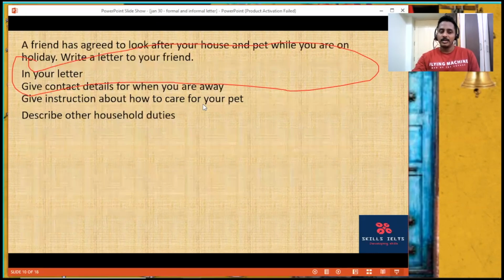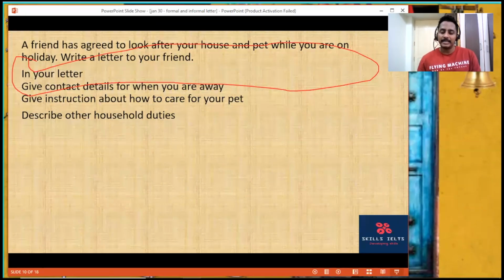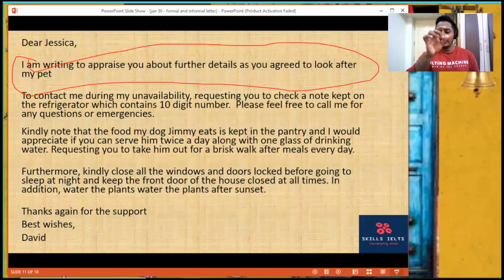Look at the question. A friend has agreed to look after your house and pet while you are on a holiday. Give contact details as the next line, the very first line. Can you guys write it, please? Just the very first statement.